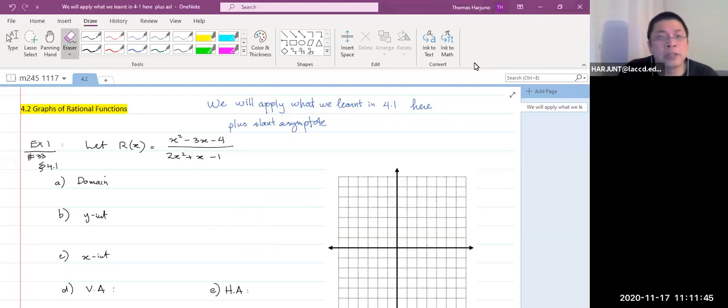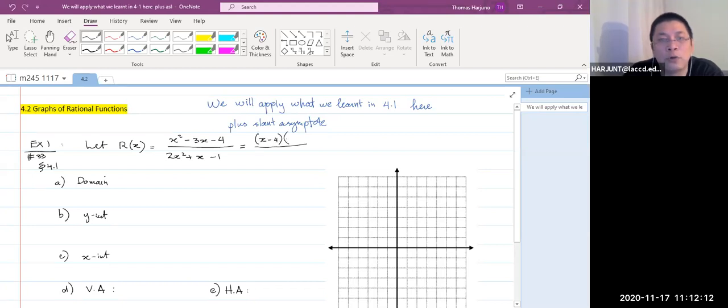Okay, so this section 4.2 basically puts together whatever we have in 4.1 into a graph, and on top of that we'll put in more details. Now let's see, 4.1 number 33: let the rational function be (x squared minus 3x minus 4) over (2x squared plus x minus 1). The first thing you will do is to factor them.